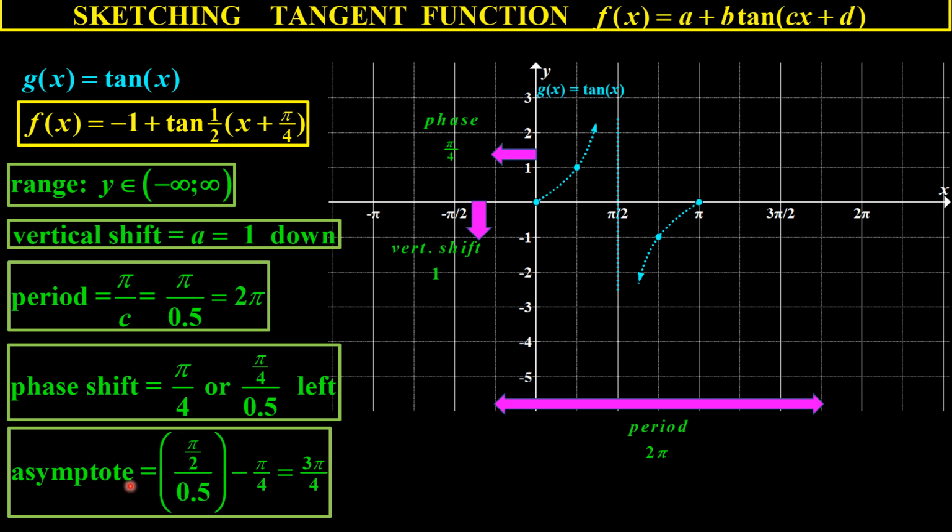But the asymptote is a vertical line, so I'm doing a shift. I must shift it pi over 4. That means I must subtract pi over 4 from it. So if I take this, it's going to be 2 pi minus a quarter pi, which gives me 3/4 pi. So my asymptote, as you can see, there's the asymptote at 3/4 pi.